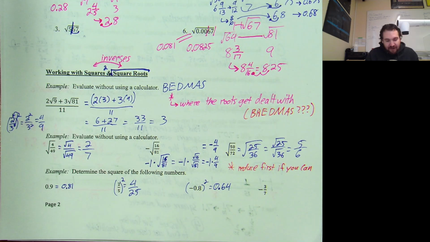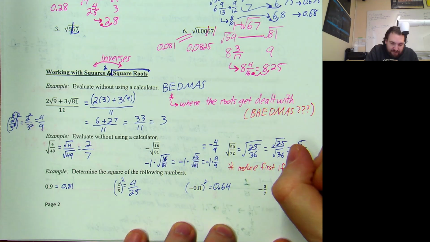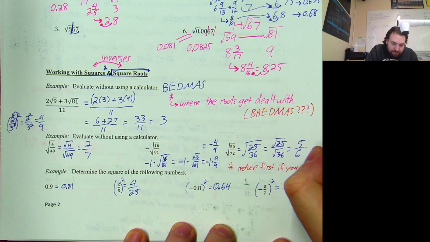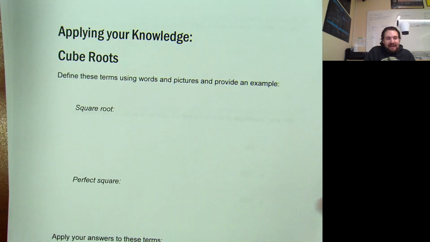Negative 3/7, what's the square of that? 9/49, or 9 over 49. Cool, I love it. Anyone, comments, questions, concerns? Okay, cool. Let's go have some more fun, because if this isn't fun enough, we're going to apply this to the bigger and badder and better.